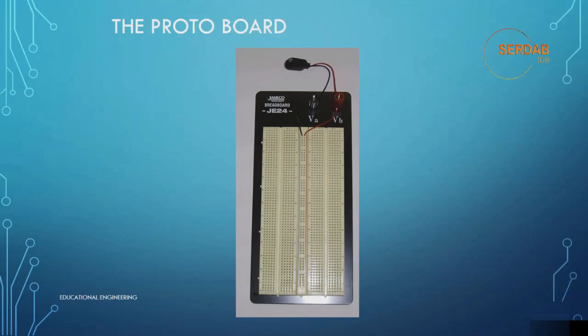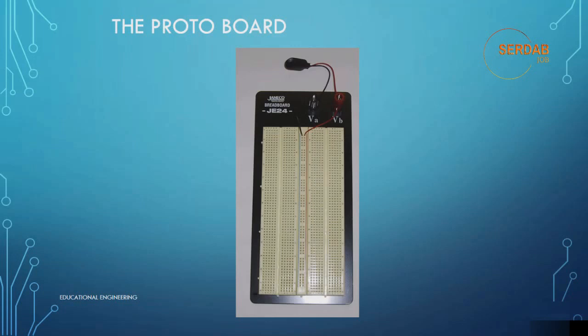As you can see again, the vertical rows in the center that have red and blue lines next to them are connected together. The holes in the red row are connected together. The holes in the blue row are connected together. The board, as shown, is configured to have these rows as power sources, red for positive and blue for ground or negative.